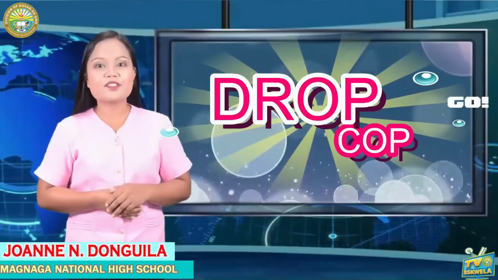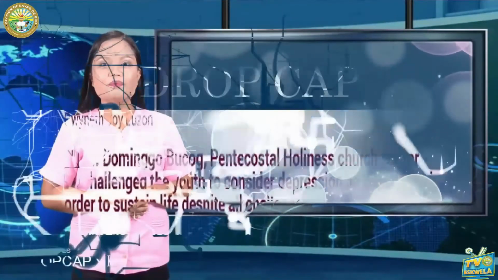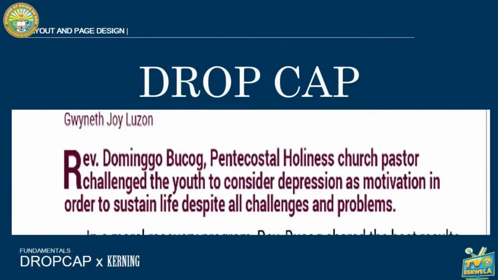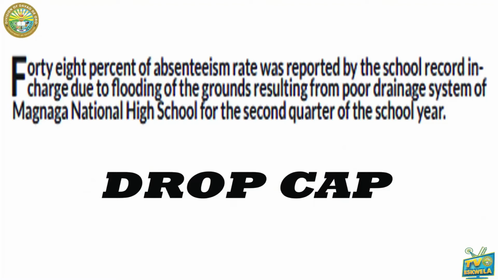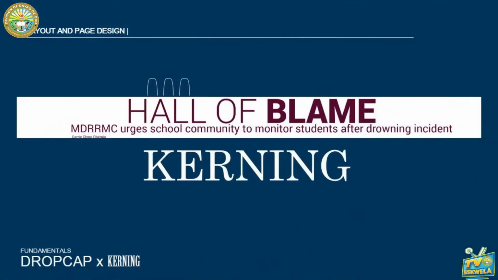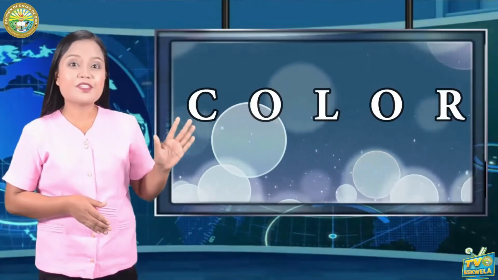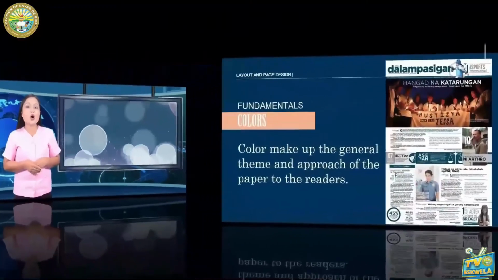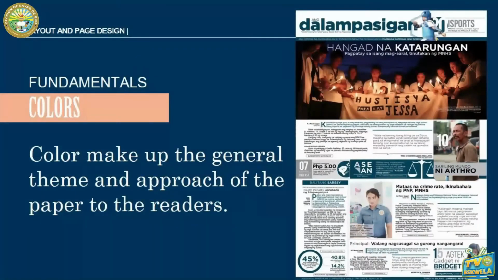The third fundamental is drop cap. Drop capping is a process where the first letter of the article is enlarged. The fourth fundamental is kerning. Kerning is a process of putting spaces between letters. The fifth fundamental is color. Color makes up the general theme and approach of the paper to the readers.